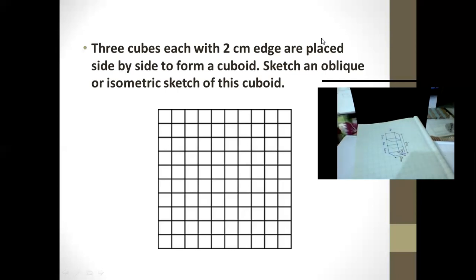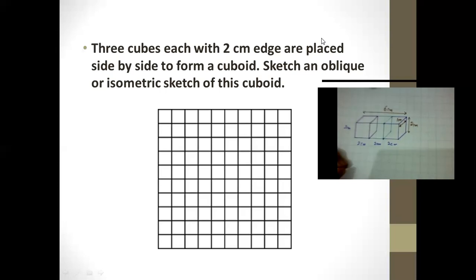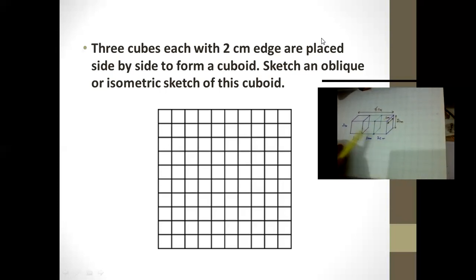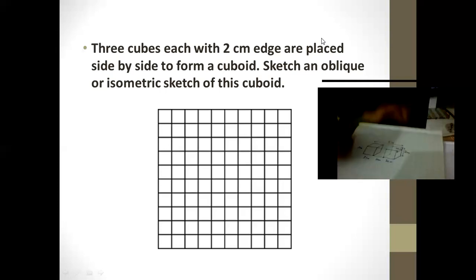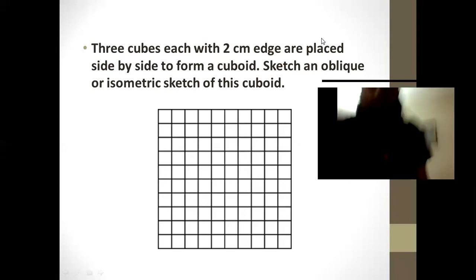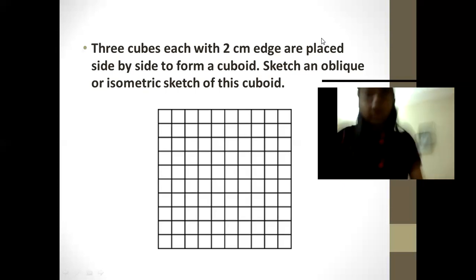So this is what we got, a cuboid with, along this side, 6 centimeters, then breadth of 1 centimeter, and height of 2 centimeters. Okay, so we got three dimensions while joining three cubes together. This is what we have to make on this very question.